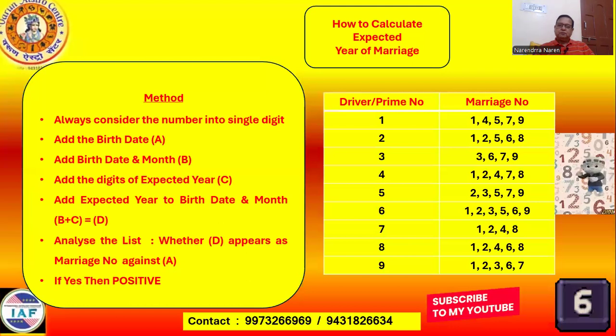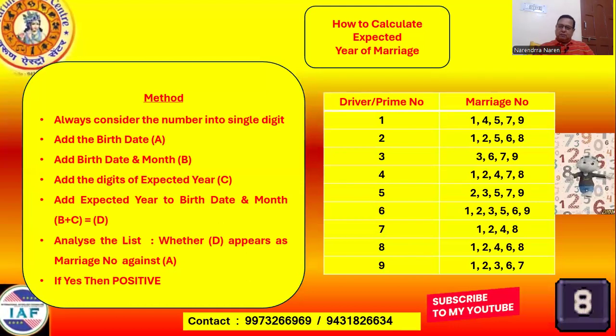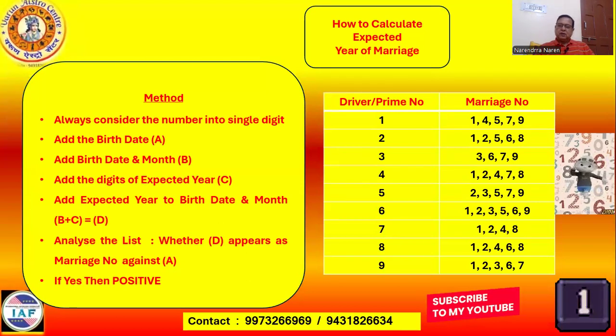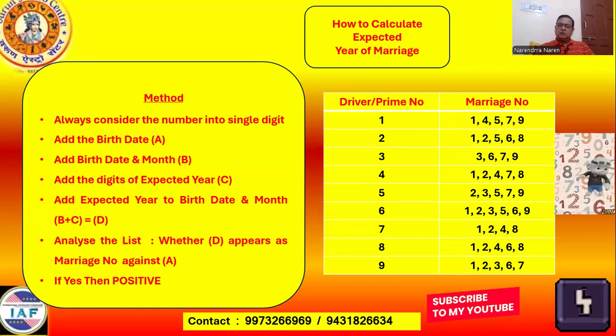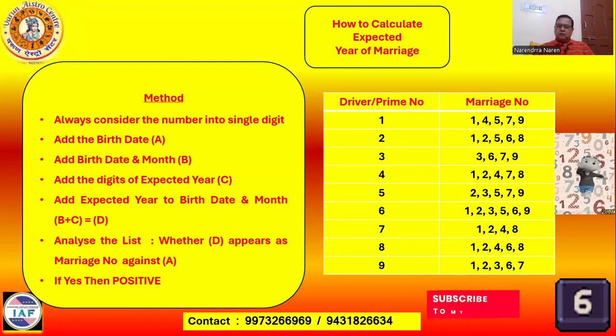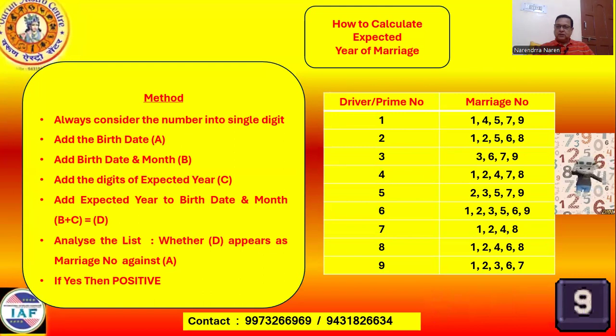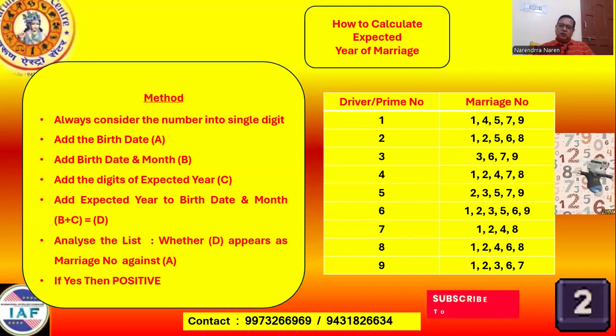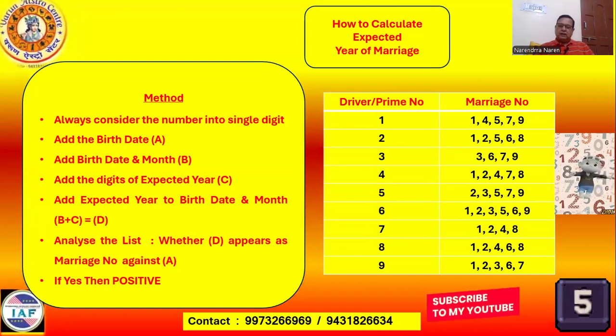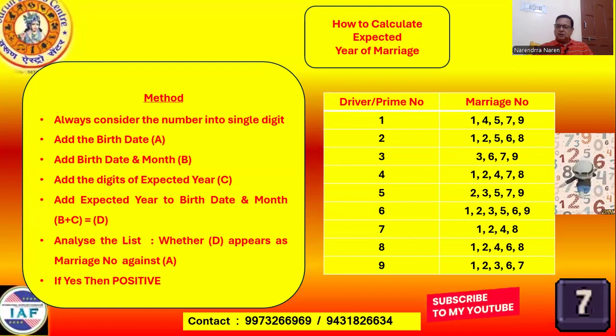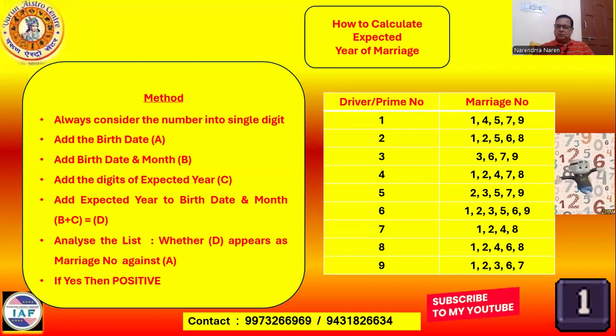Again I repeat, take the birth date, convert it into a single digit: do the sum total of the date and month of the birth date, convert it to a single digit, and thereafter consider the expected year in which the marriage is solemnized.